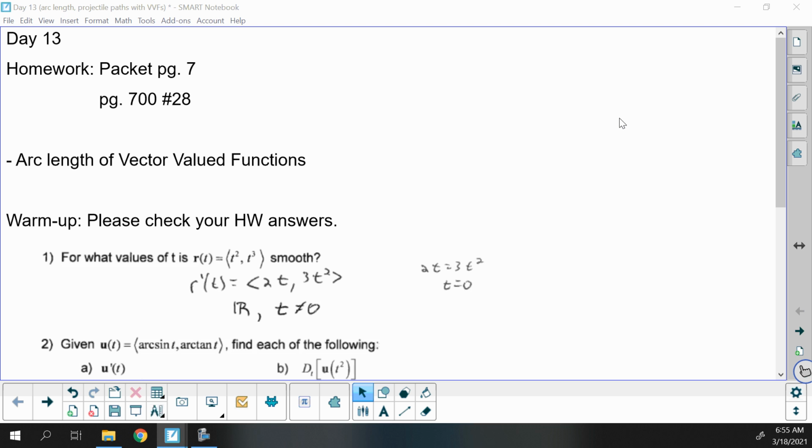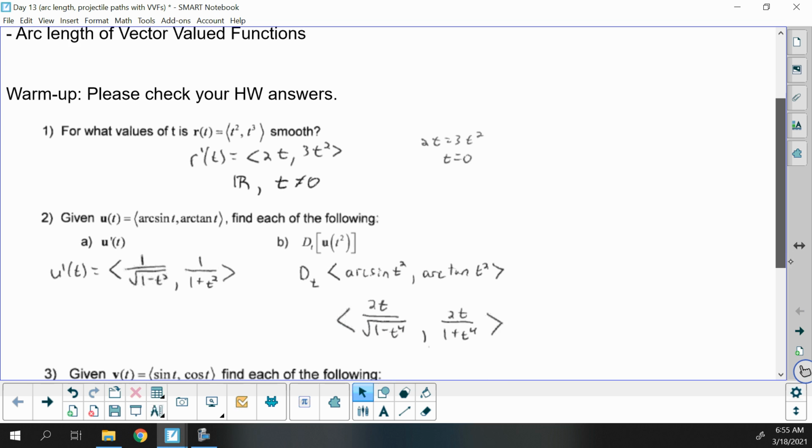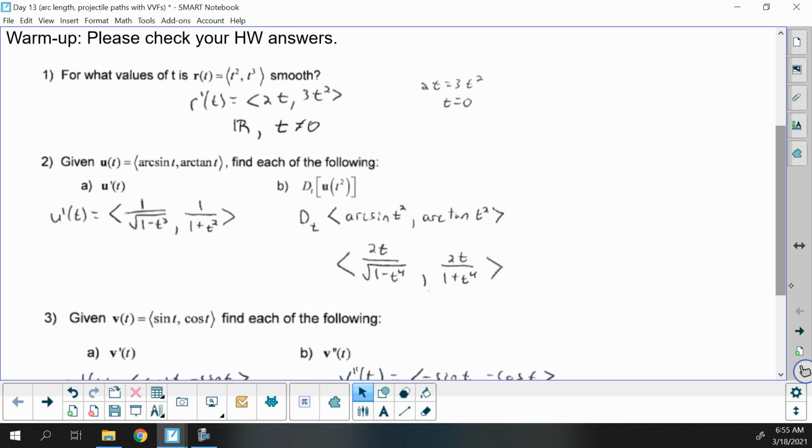Welcome to day 13. We got packet page 7 and one problem from page 700 in the textbook for homework. So for your homework answers, it's smooth as long as the parts of the derivative are not simultaneously 0. So t equals 0 is the time when they will be 0 simultaneously. So therefore, we're going to be smooth everywhere except for there.